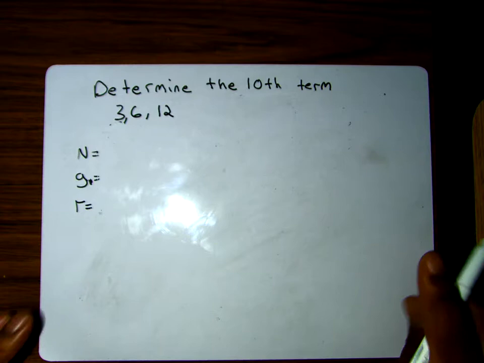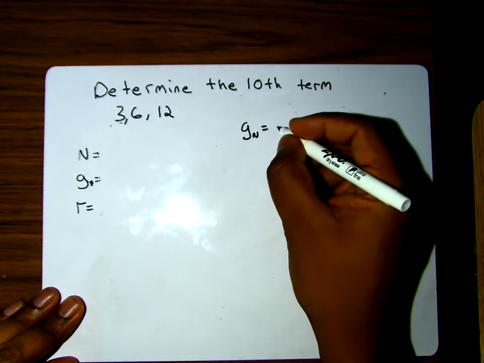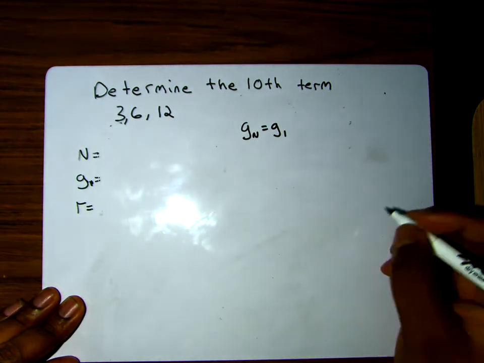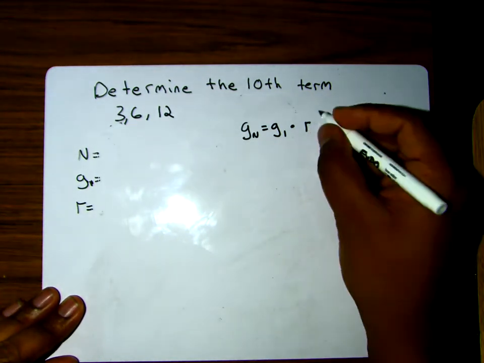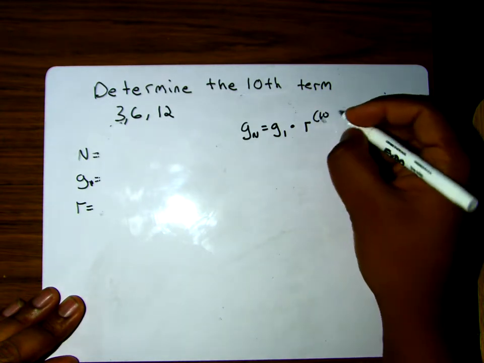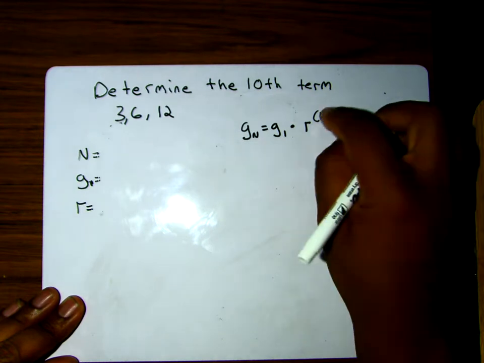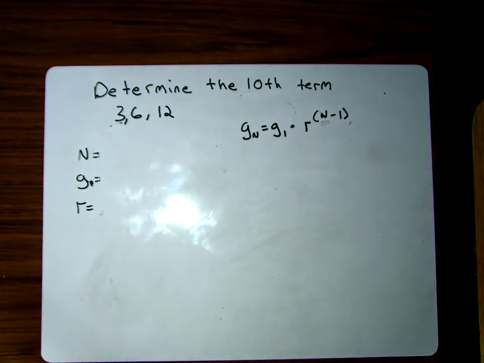Our formula is going to be G sub n is equal to G sub 1 times R raised to the n minus 1. We'll get to the 10 part later.